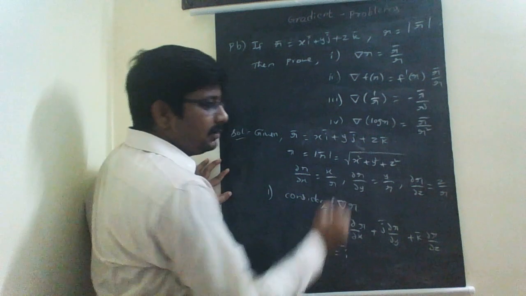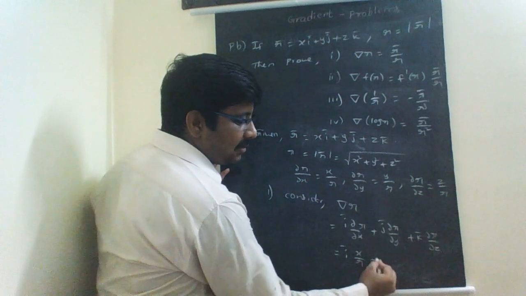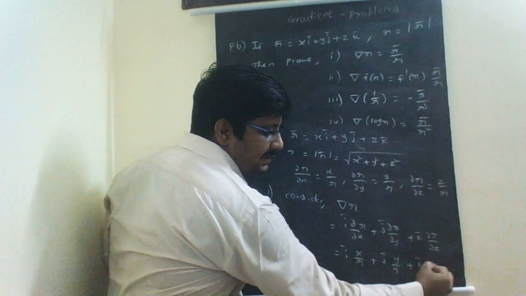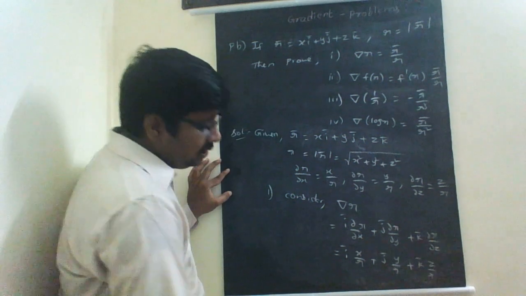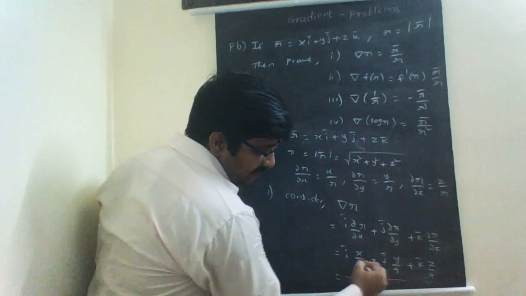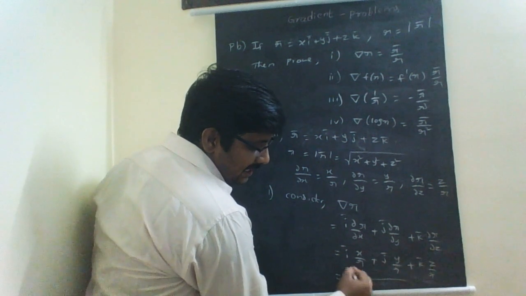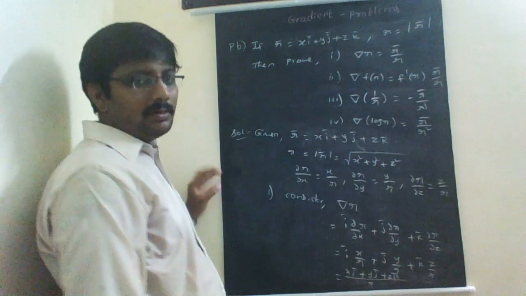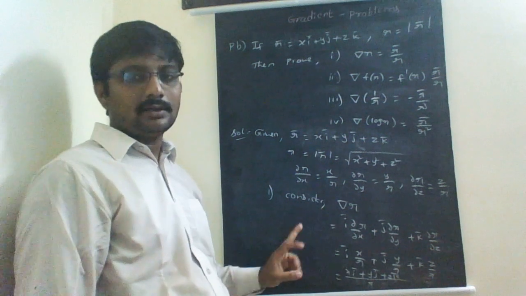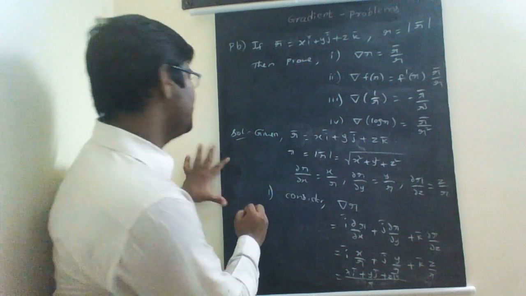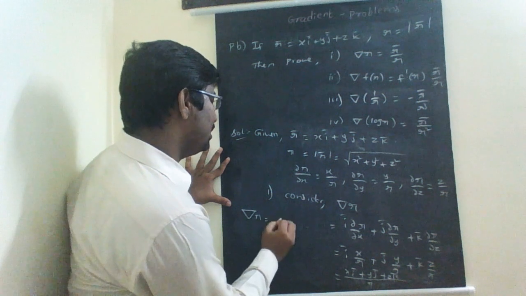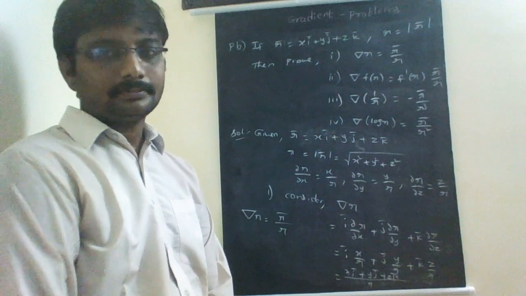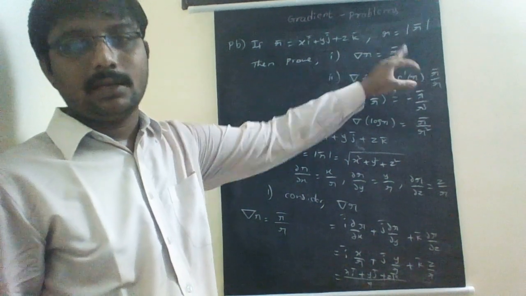So that is i bar into dou r by dou x, and dou r by dou x is x by r, plus j bar into dou r by dou y is y by r, plus k bar into dou r by dou z is z by r. Now taking the LCM of the three terms, the LCM value is r. So that is xi bar plus yj bar plus zk bar, over r. But what is xi bar plus yj bar plus zk bar? It is nothing but r bar. So thus the value of del r is r bar upon r. So it is the first statement. Clear? So del of r is r bar by r.